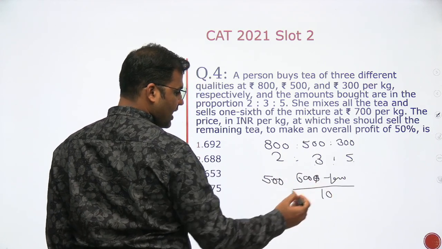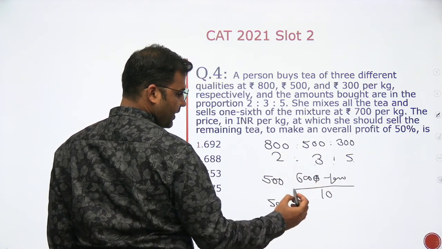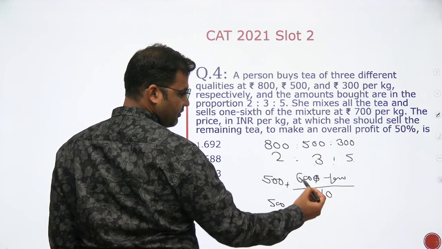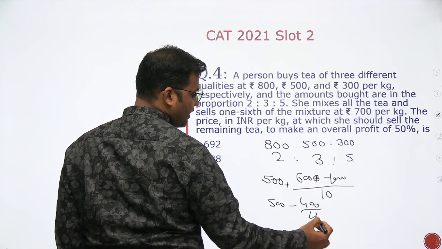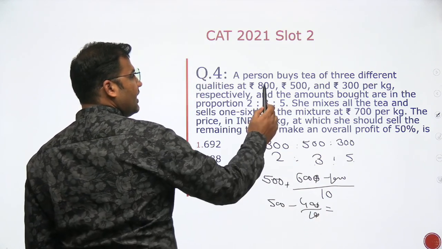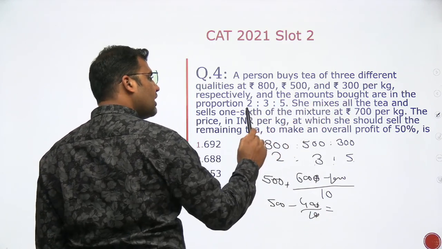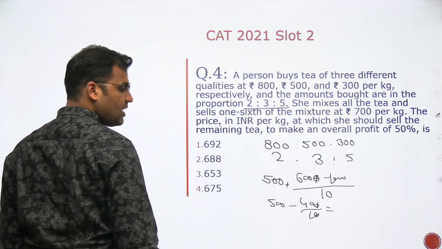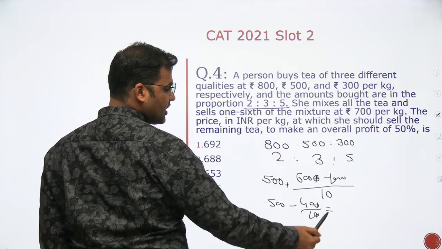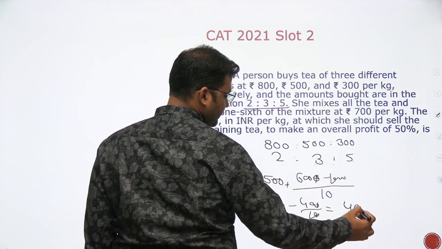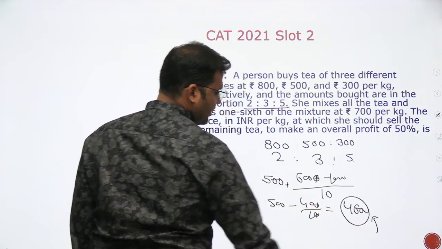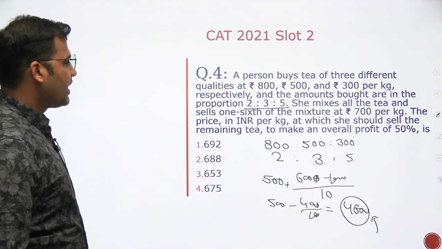5 + 3 + 2 = 10. सो ये आपको देगा 500 माइनस, ये माइनस आएगा. 600 माइनस 1000 would be -400 upon 10. So that means 800, 500, 300 की 3 टाइप्स को 2, 3, 5 में कंबाइन करने पे जो आपका फाइनल वेटेड एवरेज कॉस्ट आएगा, that will be equal to 460, right. 460 is my cost price, right.